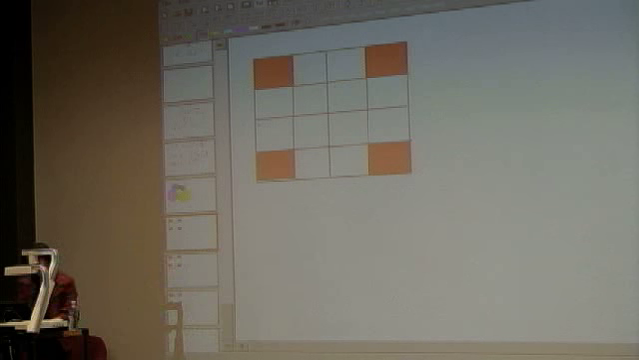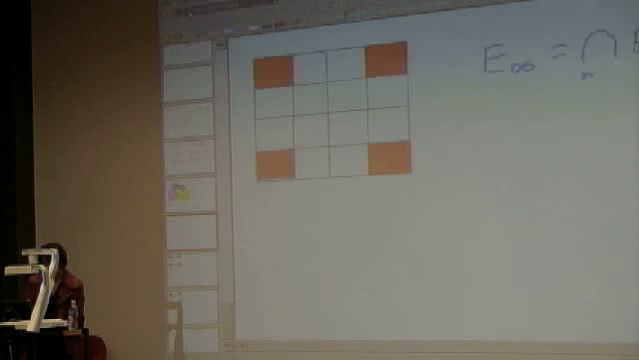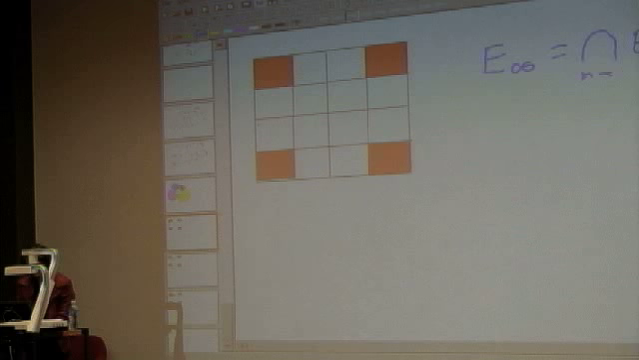You get a set which I'm going to call E infinity. That's the intersection of En, where En is going to be the nth iteration. The intersection is from n equal 1 to infinity.